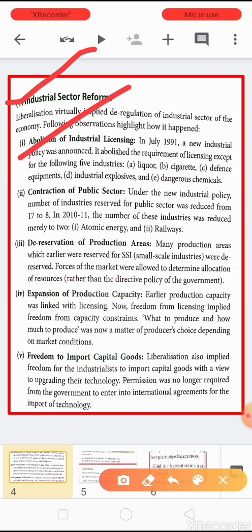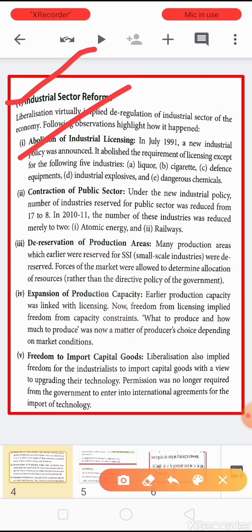Children, as we know, before July 1991, for any industries, there were certain restrictions, and they had to follow certain rules and regulations in this regard. If any industry needed to expand their business, or wanted to import or export from any foreign countries, or wanted to increase their capital or the fixed assets of the business, then they had to take a license for doing so. And for private sectors, there were a lot of restrictions in giving the licensing.